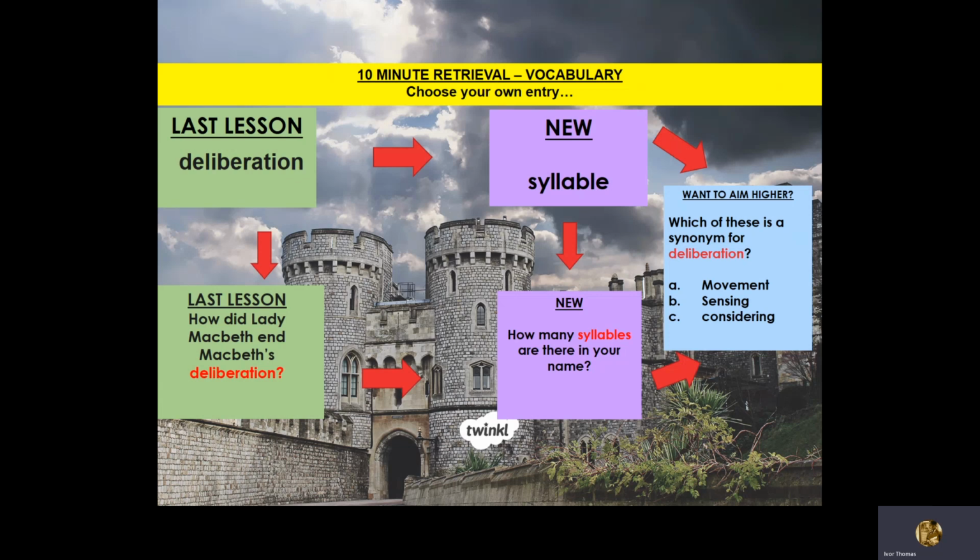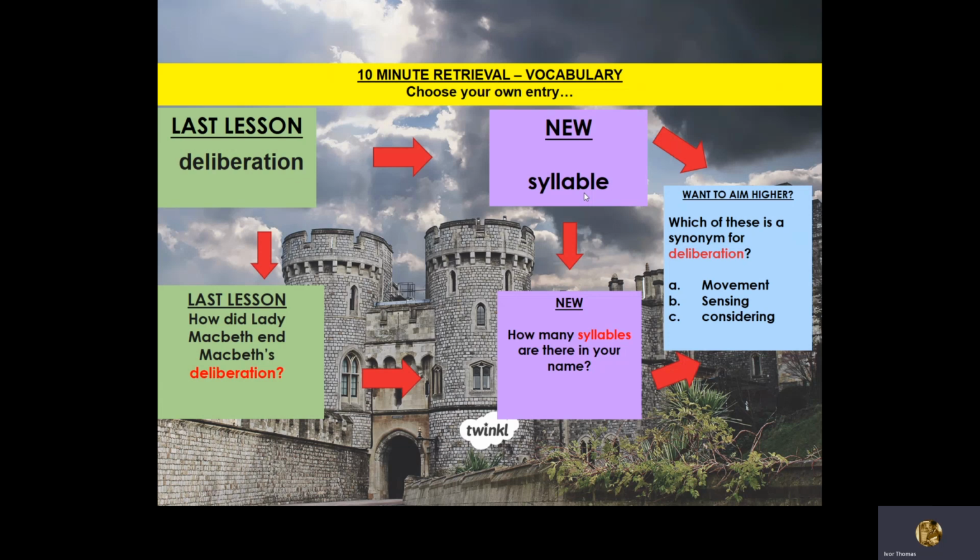So let's have a quick touch of revision on this word deliberation. Do you remember what it means? It means thinking about something for a long time, or the weighing up of a problem. And do you remember how Lady Macbeth ended her husband's deliberation? How she persuaded him to join her in the murder plan? Well, she used rhetorical questions. She questions Macbeth's masculinity and his bravery, and generally encouraged him to try to impress her by committing regicide.